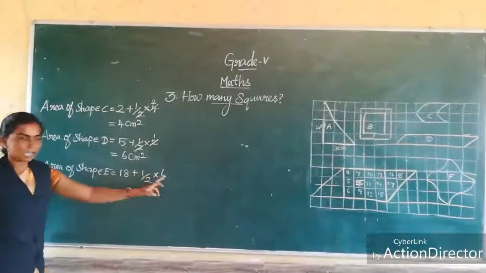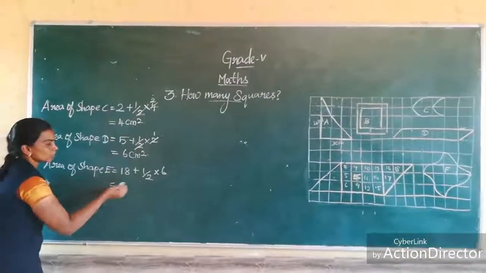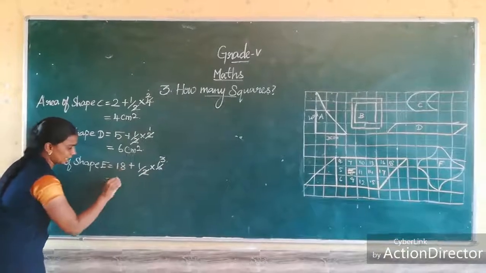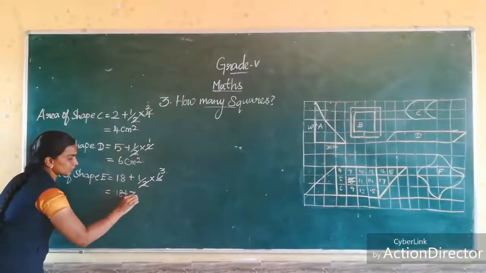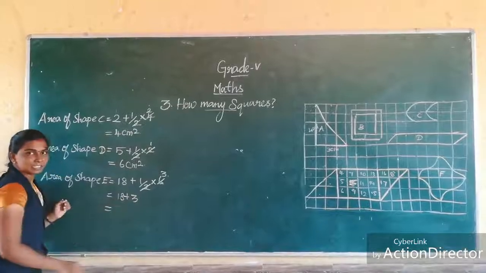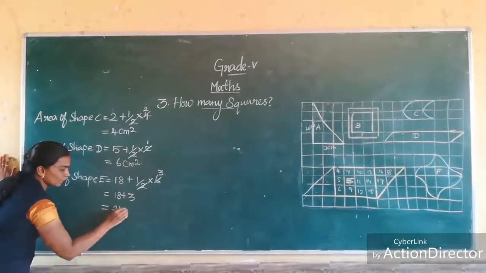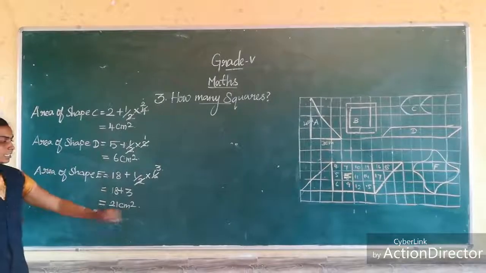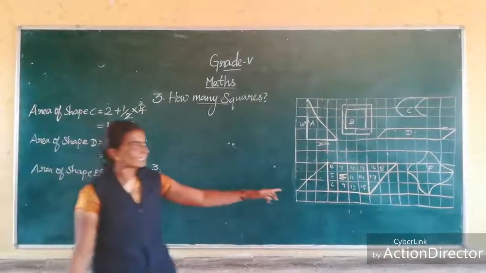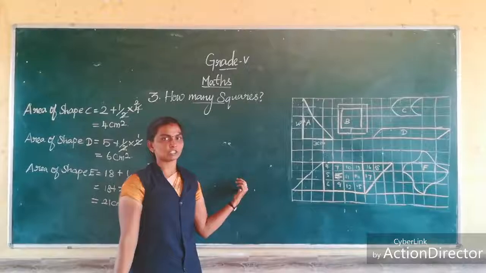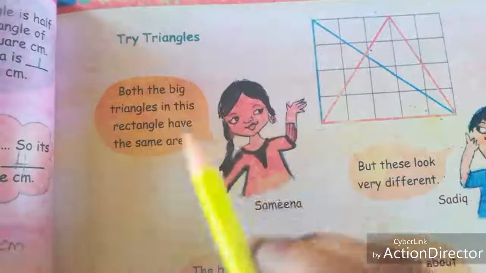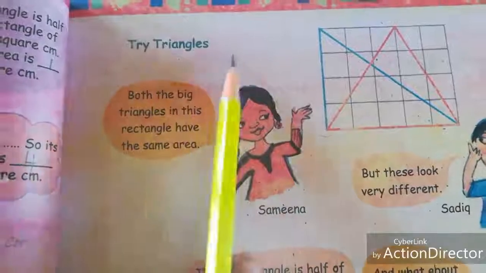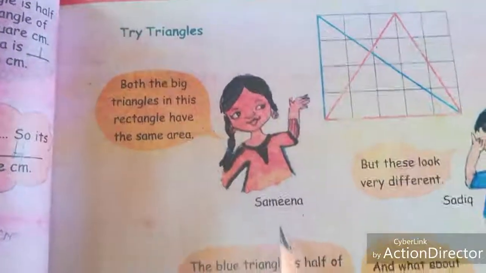This 6 is the number of half squares. 2 3s are 6. 18 plus 3. If we add 18 plus 3, that is 21 centimeter square. 21 centimeter square. The other shapes, F and the rest, I have already done. You just look at them. Next, triangles.